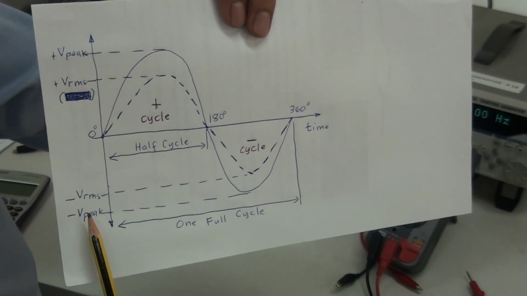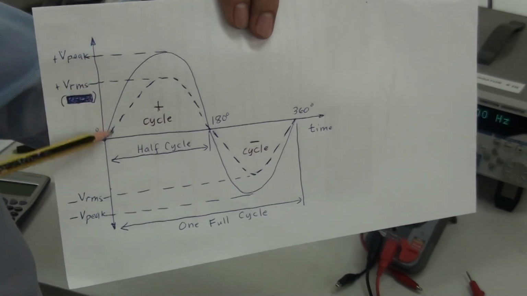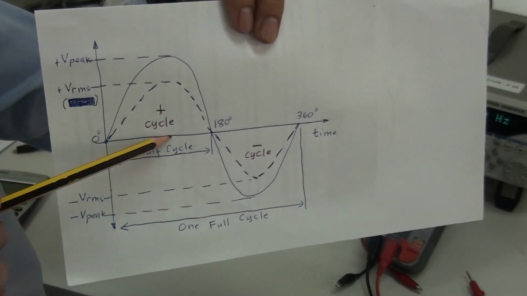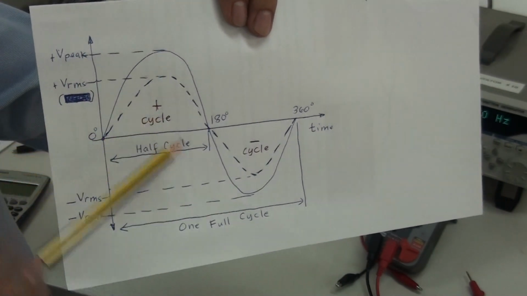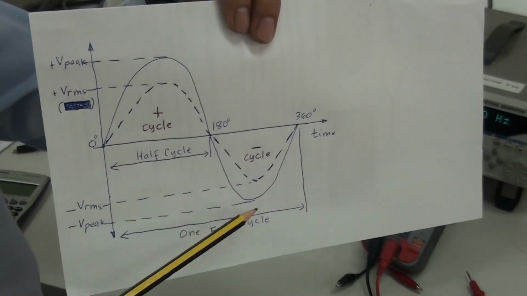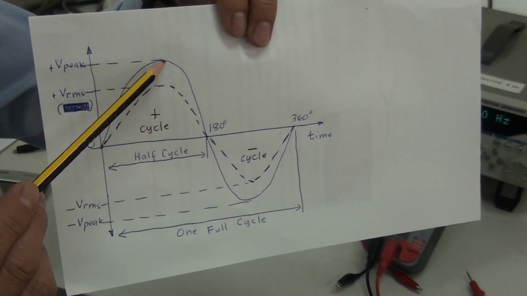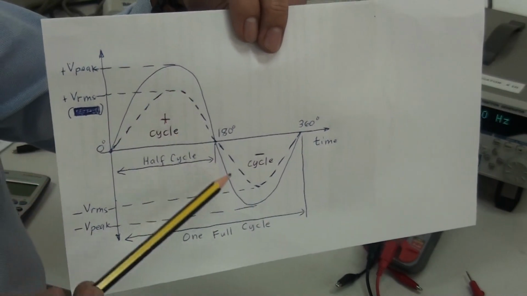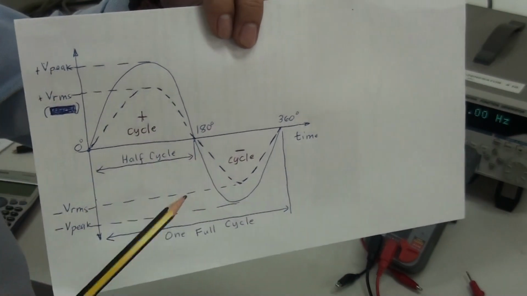What we are going to measure today is this V peak, from this line up to this, so that is your V peak. And also from this lower peak up to that upper peak. That is called peak to peak, or V peak to peak.